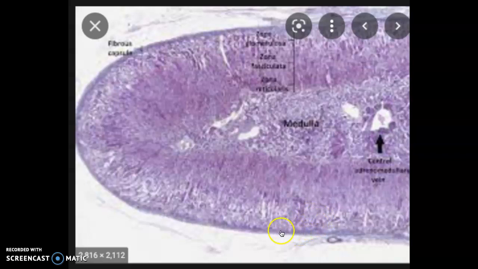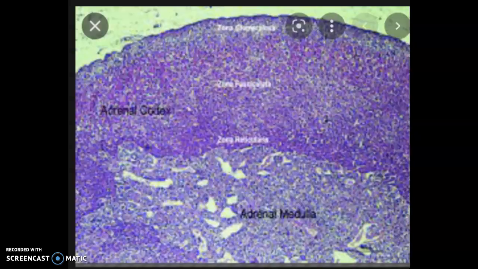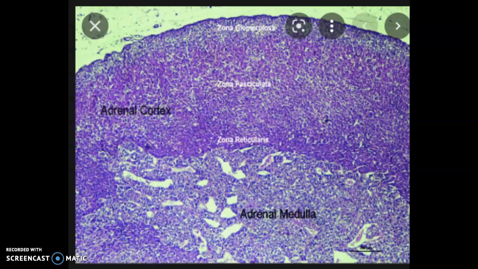I know that this darker color is the glomerulosa. The fasciculata is always white. So this has actually humongous reticularis. Our slides don't. And then we have the medulla. So this slide I would not show.